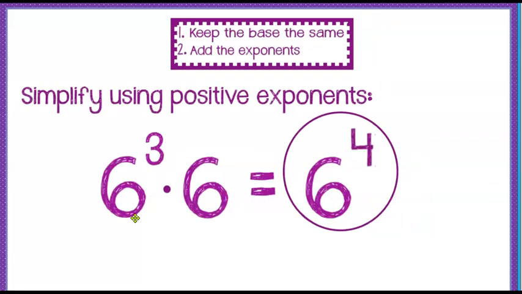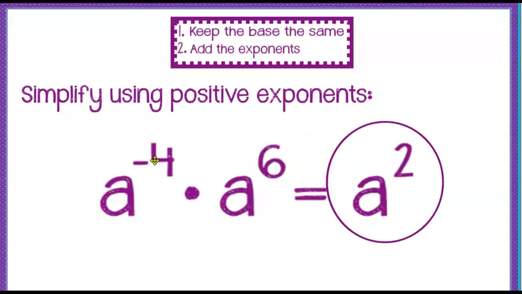Again, in this example, 6 to the 3rd times 6 equals 6 to the 4th. Are you wondering where the 4 came from? Well, every number has an exponent. Sometimes you see it, and sometimes you don't. If a number does not have an exponent, it's a 1, and 3 plus 1 makes 4.